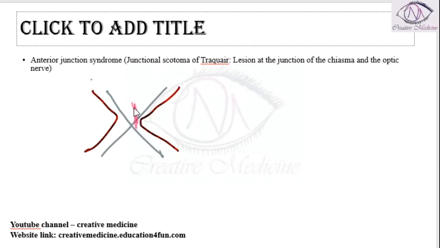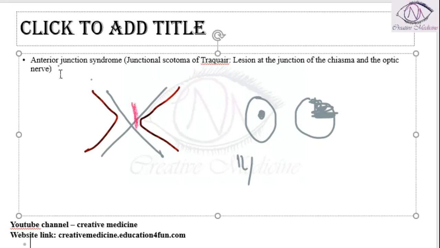So it is present somewhere here between the chiasma and the optic nerve, somewhere in the middle, there is a lesion. Here the patient will present with an ipsilateral central scotoma, along with a contralateral superotemporal quadrantanopia. So this will result in an ipsilateral scotoma along with superotemporal quadrantanopia in a patient with junctional scotoma of Traquair.